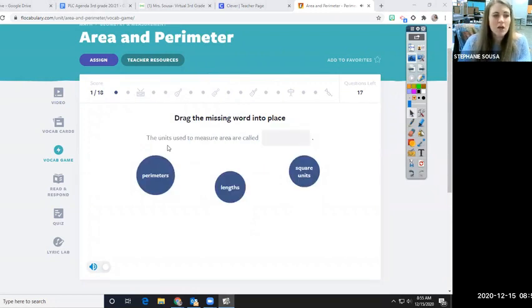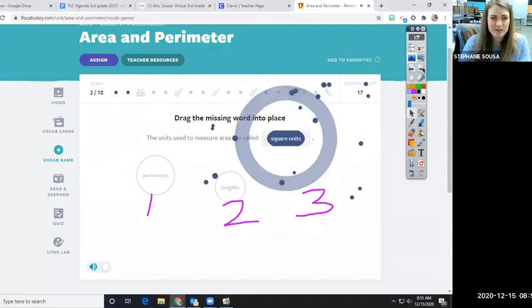All right, the units used to measure area are called, ooh, you better get this. The units used to measure area, do we call those perimeters, lengths, or square units? When you were finding area, what have you had to write 500 times? Square units.